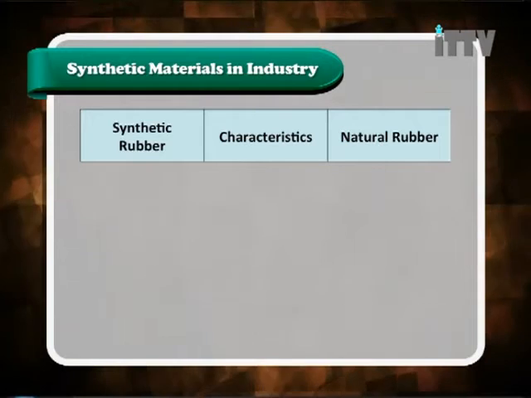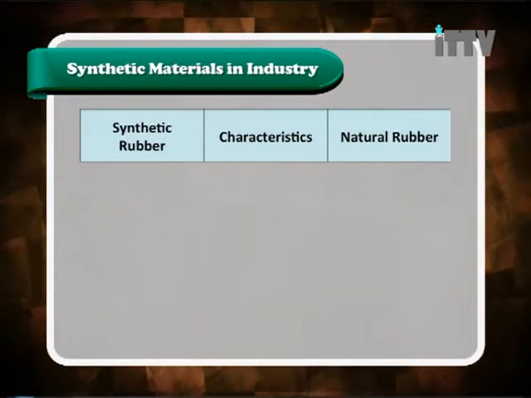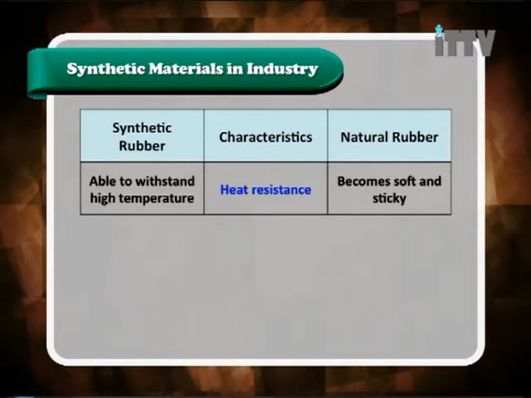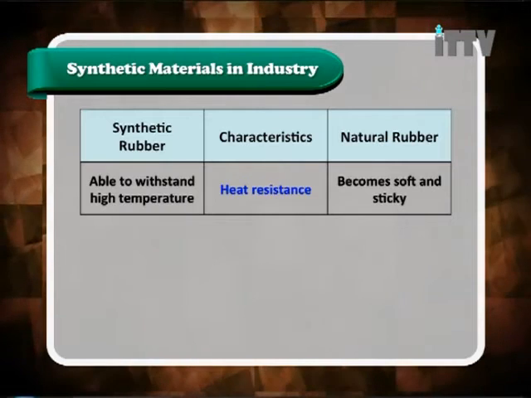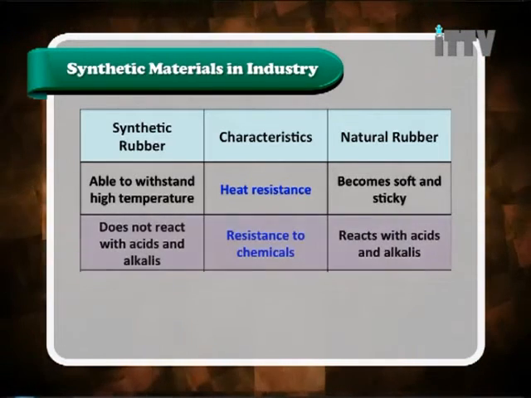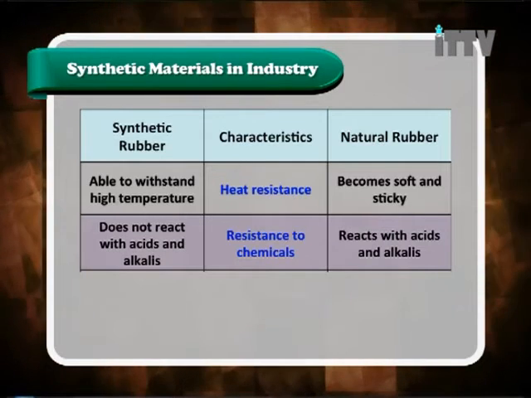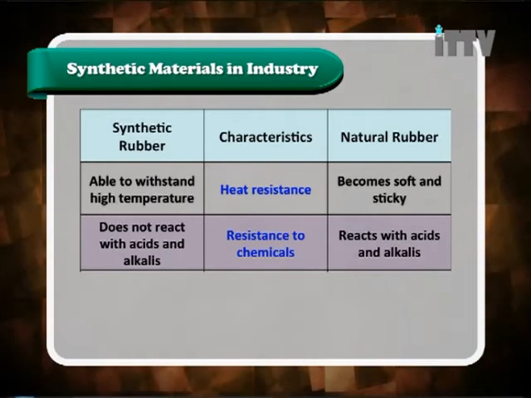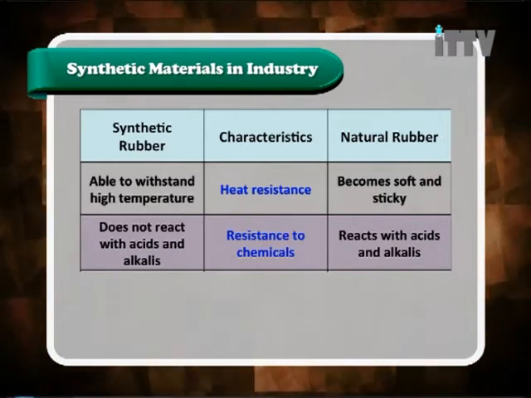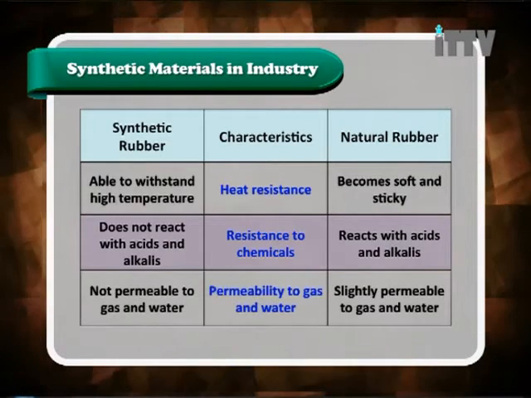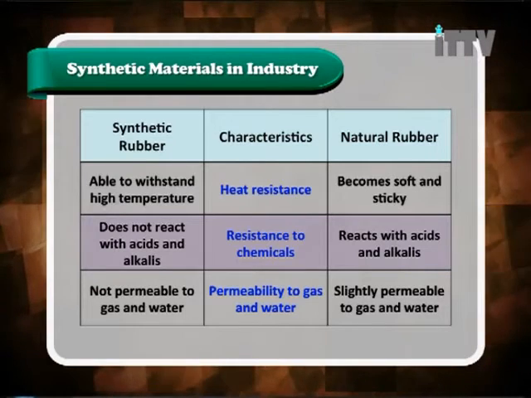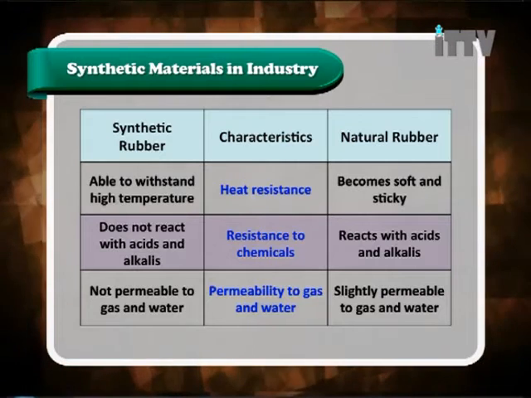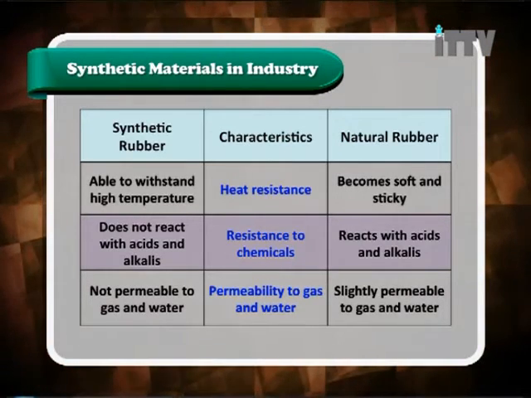For heat resistance, synthetic rubber is able to withstand high temperature, while natural rubber becomes soft and sticky. For resistance to chemicals, synthetic rubber does not react with acids and alkalis, but natural rubber reacts with acids and alkalis. For permeability to gas and water, synthetic rubber is not permeable to gas and water, while natural rubber is slightly permeable to gas and water.